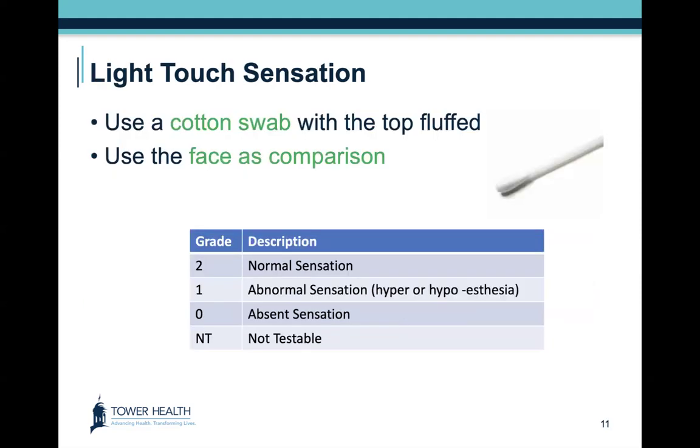Light touch sensation in terms of the ASIA exam. The one thing I'll say is we use a very fancy tool here. We use a cotton swab. The important thing is you want to compare that to your face, so you need to give people a baseline. The cheeks is very common. That's always going to be normal in someone with a spinal cord injury, just because C2 is as high as you can really go, and C2 is obviously not going to innervate the face. So face is always assumed to be normal.